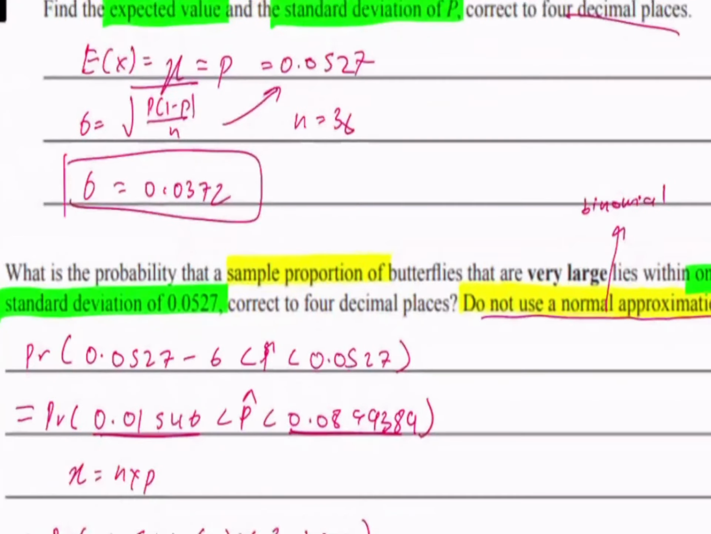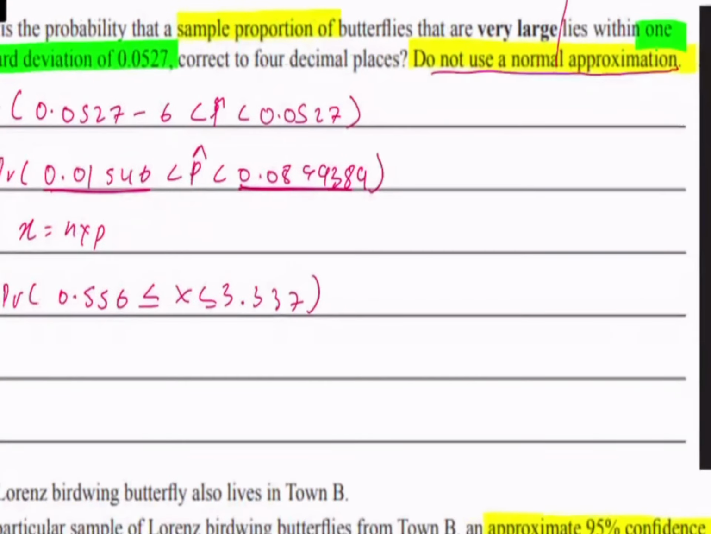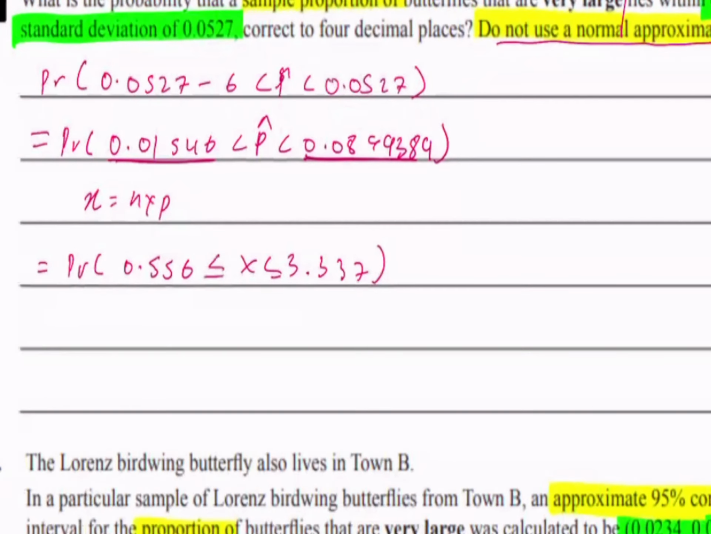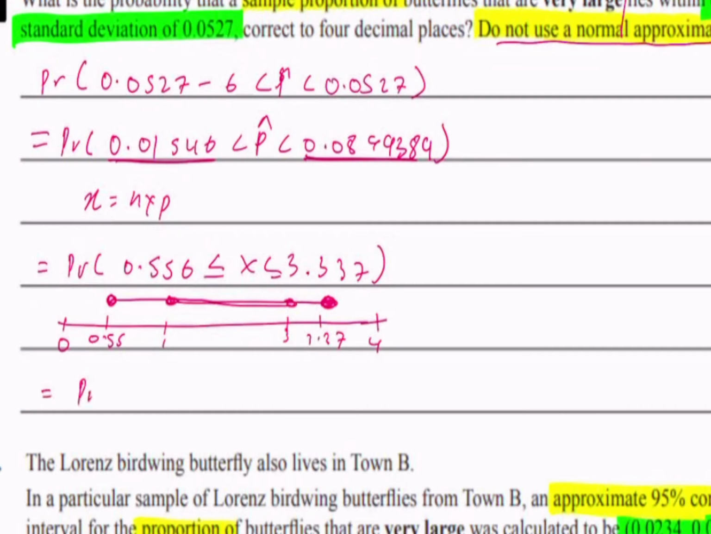So if you think about a number line again, we have 0.55 something here, 1, 0, we have 3, 3.37, and we have 4. So currently our x is between these two values. The closest whole numbers that give us a subset of these is between 1 and 3. So this is the same as the probability that x is between 1 and 3.